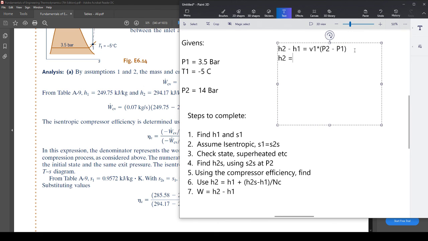And so then you would say this would be H2S, sorry. And H2S is then equal to H1 plus V1 times P2 minus P1. So this is how a pump works. And this is how most people, I think everybody, solves pumps, is that they do this equation right here, which is the perfect pump equation. And then you would find H2S, and then you would do the same thing you do before, using H2S inside of the pump efficiency, and you'd get your answer. So that is the trick, I guess.